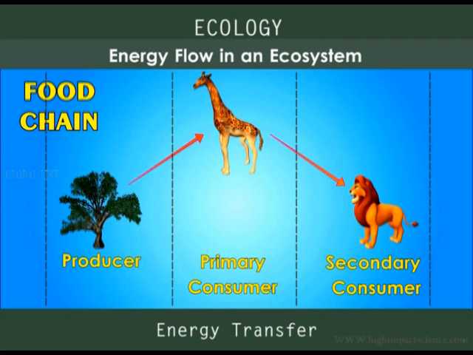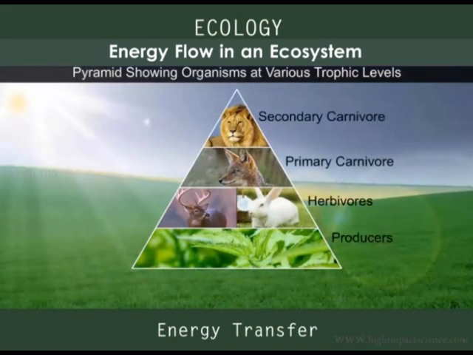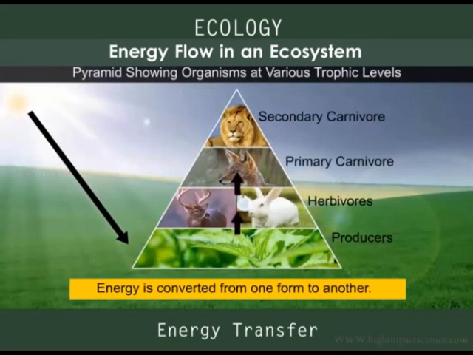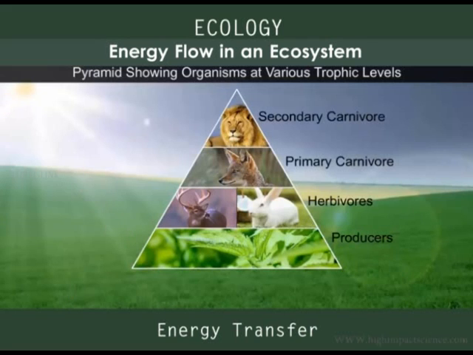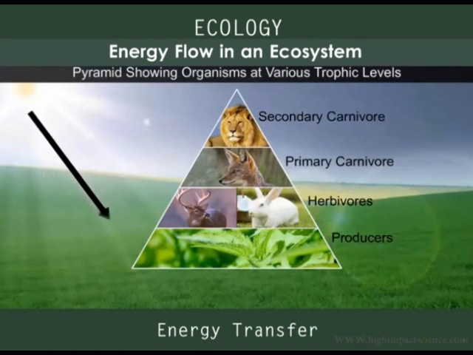No. All ecosystems abide by the first and second laws of thermodynamics because energy is being converted from one form to another as it is being transferred from the sun to various organisms. In addition, the biosphere is continuously losing some energy in the form of heat. In fact, about 90% of energy is lost at each trophic level. So the energy transferred becomes less and less as we go to higher trophic levels.